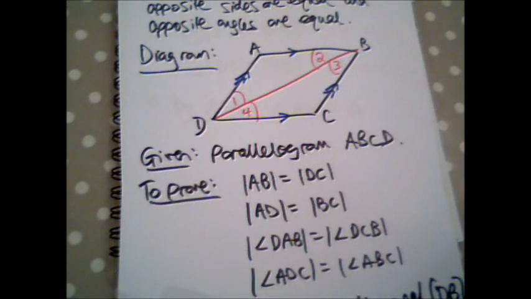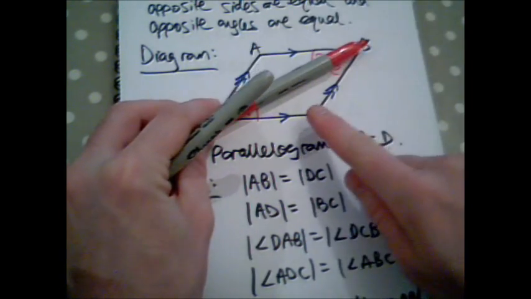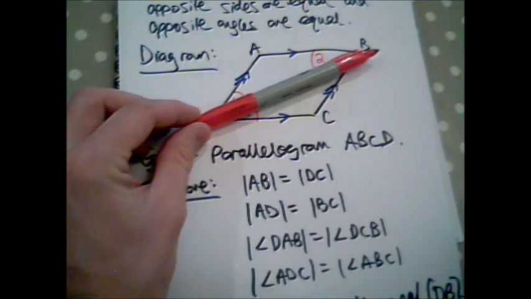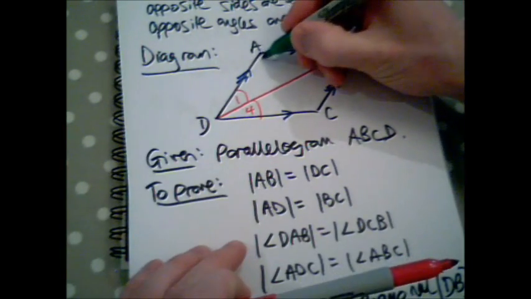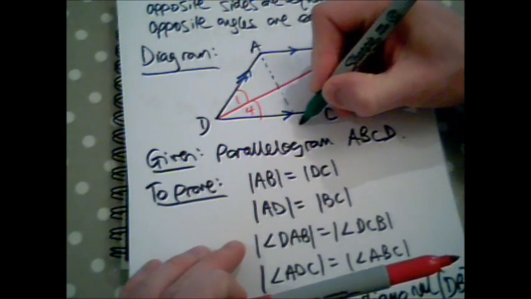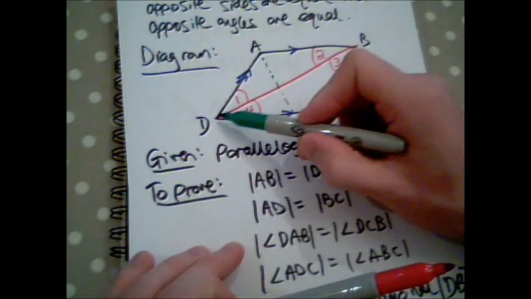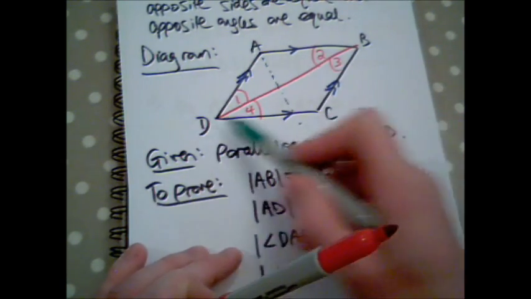The problem is, if I fold over a parallelogram along the diagonal, A probably isn't going to hit C. It's going to come down over here somewhere. What that means is that the side AD is not going to be the same as the side CD. It's not going to match that.